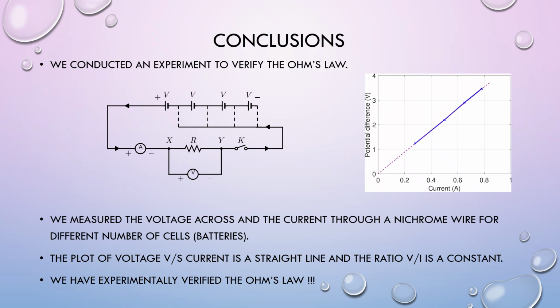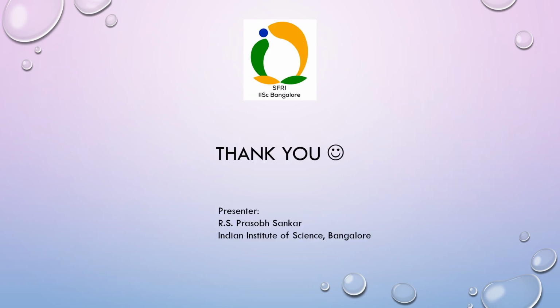So what did we do? We considered a nichrome wire of 1 meter length and we measured the current flowing through it and the potential difference across it by varying the number of cells in the circuit. We plotted the value of voltage against current and we found it to be a straight line as per Ohm's law. So to conclude, today we have verified Ohm's law by carrying out an experiment. This concludes the presentation. Thank you very much for listening.